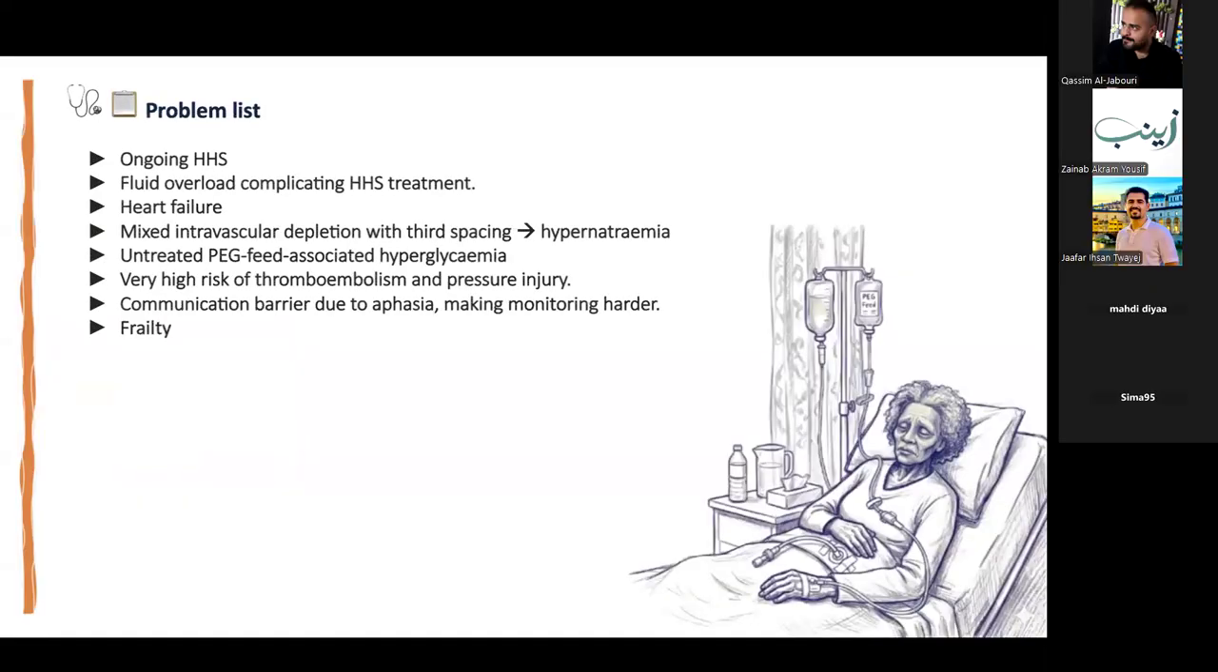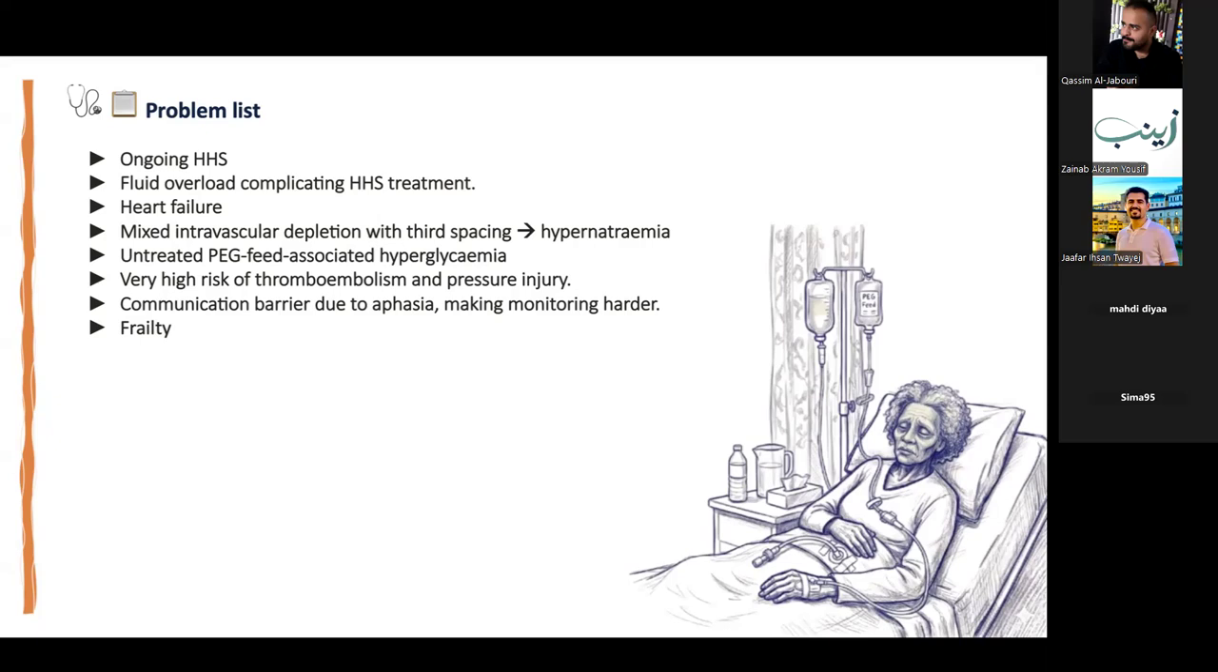So the new problem list now, we're dealing with ongoing unresolving HHS. There is a fluid overload complicating HHS treatment. There's a new diagnosis of heart failure. There is an intravascular depletion with third spacing leading to hypernatremia. And we need to remember there's an ongoing PEG feed that is leading to persistent hyperglycemia.